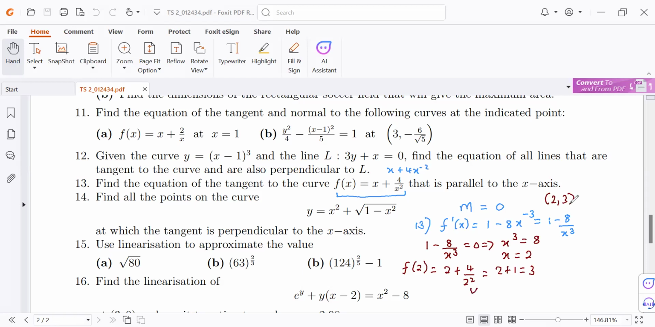So we get y minus 3 is equal to 0 as the gradient, times x minus 2, which is just y minus 3 equal to 0. So y is equal to 3 is the required line. That line is tangent to the given curve and also parallel to the x-axis. So get the key point: any two parallel lines have the same gradient. The gradient of a horizontal line is always equal to 0.